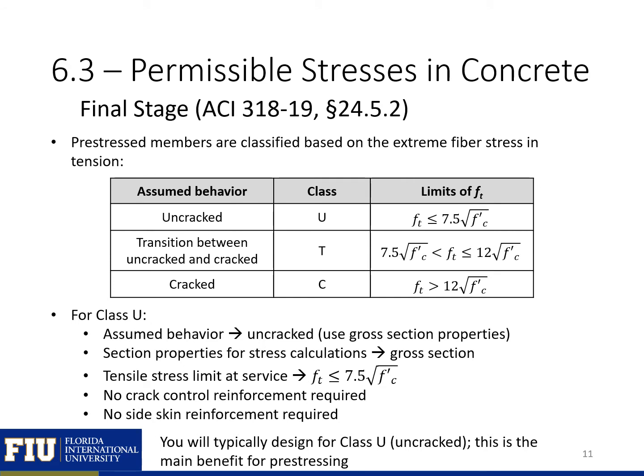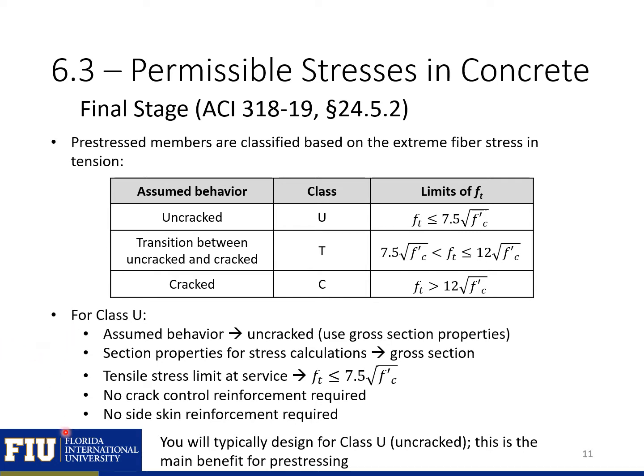ACI 318 has 3 different types of pre-stressed members depending on the tensile stresses that occur in the member. There are class U beams, which are uncracked beams, T, which are in the transition between cracked and uncracked, and then C, which is a cracked beam. For the uncracked beam, we have a tensile limit of 7.5 times the square root of f'c. And this will ensure that our beam doesn't crack under the service loads.